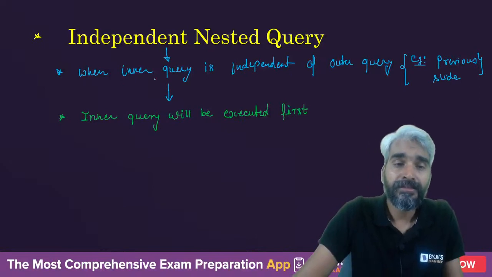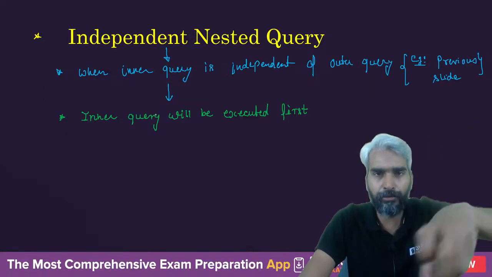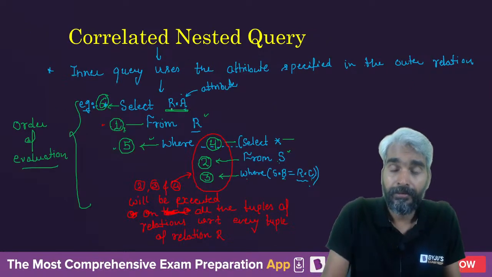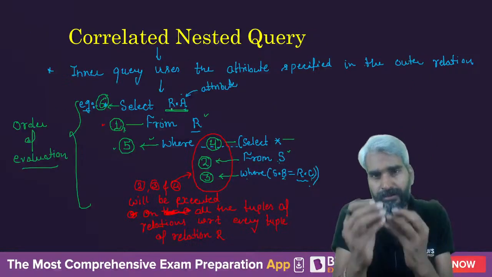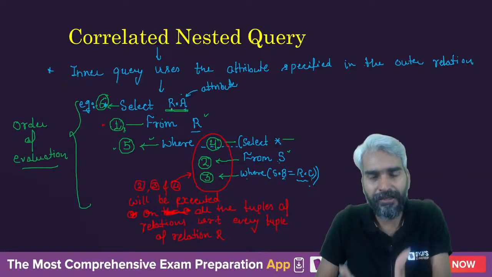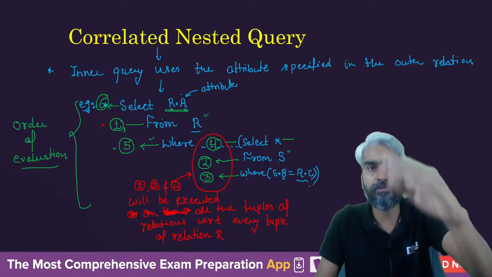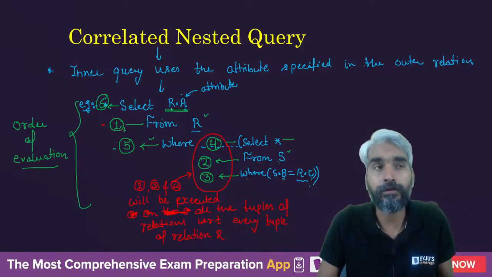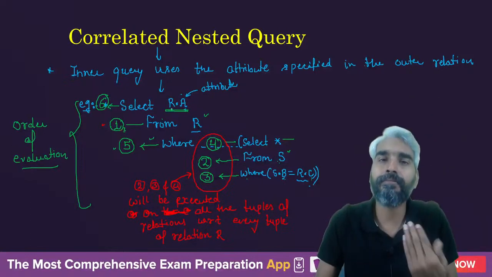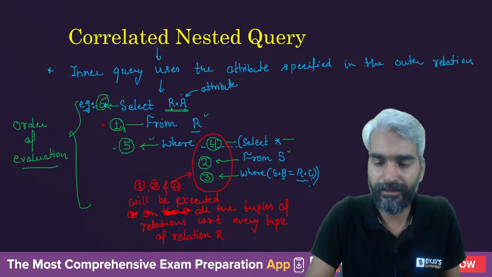So what will happen in the inner query? Inner query will be executed first, and based on the output of inner query, you will eventually produce the output of outer query. But here, inner query and outer query will execute in a recursive manner. That is, first tuple of outer relation and the complete inner table. Then the second tuple of outer relation, then the complete inner table. Then the third tuple of outer relation, then the complete inner table, and so on. So for each tuple of outer relation, you will scan the complete inner table, and only then will you be able to produce the output of the correlated query. Right?